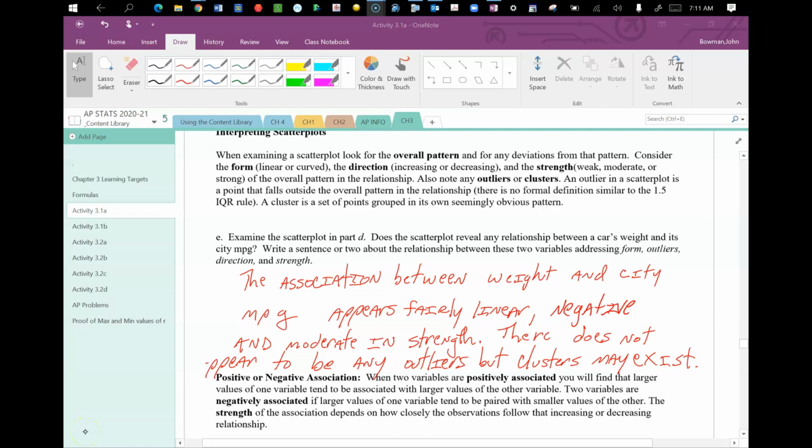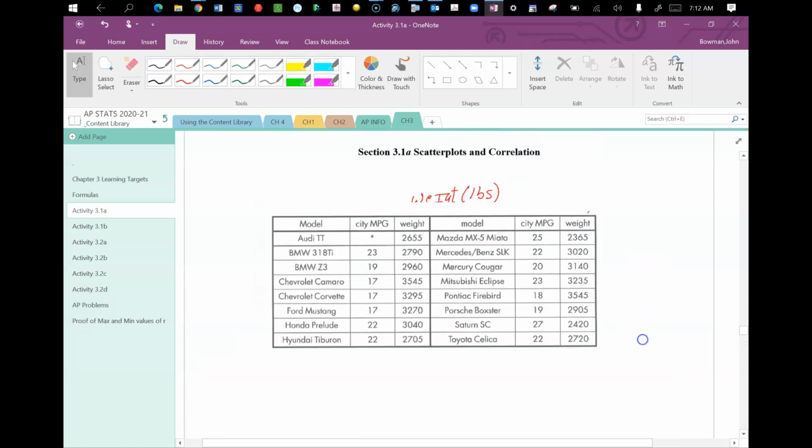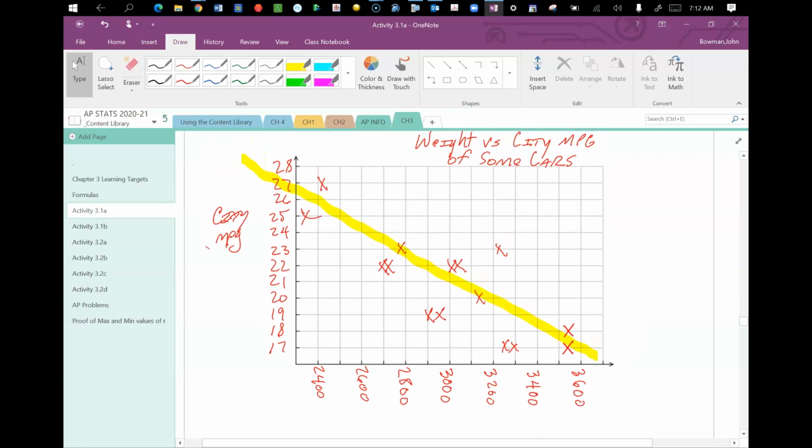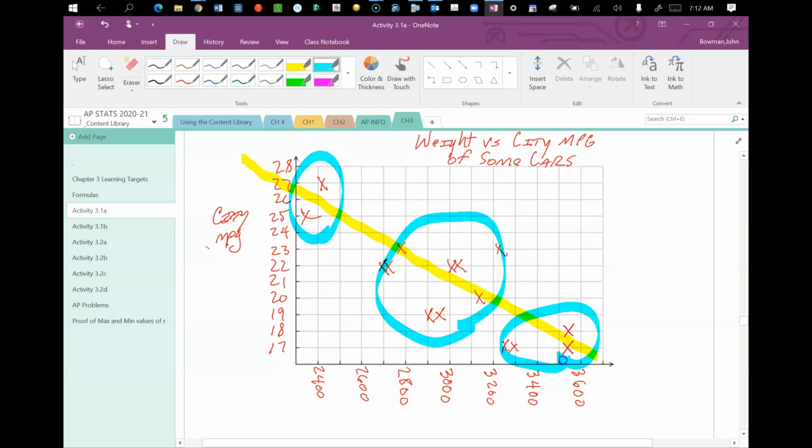The association between weight and city miles per gallon appears fairly linear, negative in direction, and moderate in strength. There does not appear to be any outliers, but clusters may exist. And we'll go back and take a look at that graph so you can see what I'm talking about here. The clusters that I'm referring to would be those, and possibly those, and those right there.